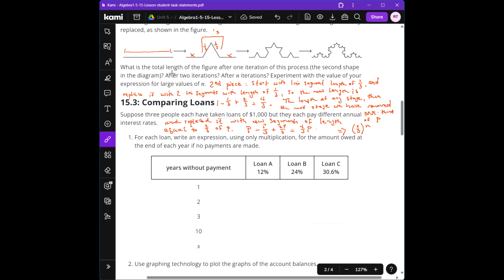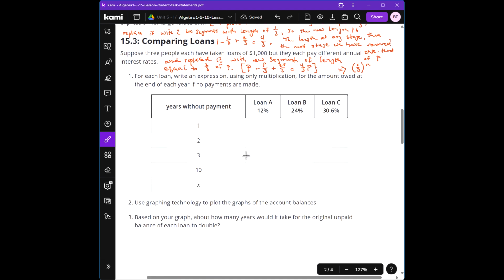So the new length is 1 minus our 1/3 plus 2/3. So we add the 2/3. That gives us a total of 4/3. All right, and so that's how we set up our equation and get this down here. Okay, let's look at the next one.